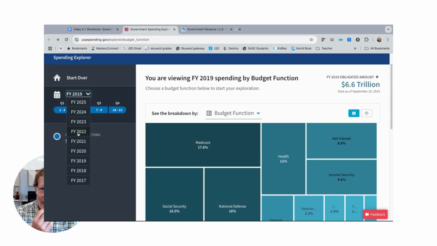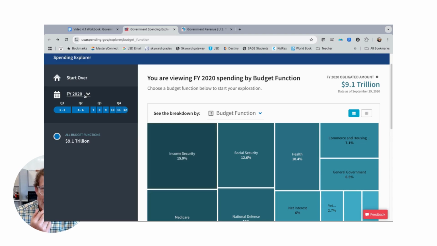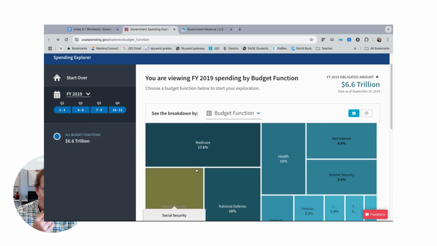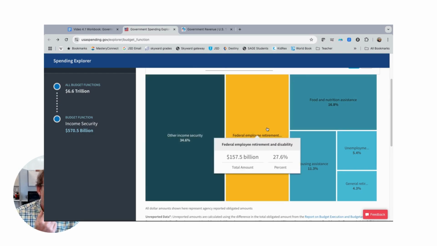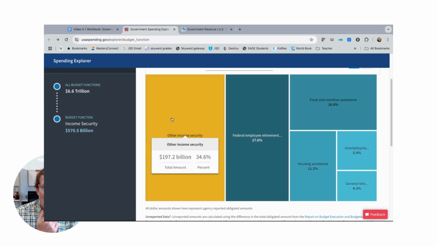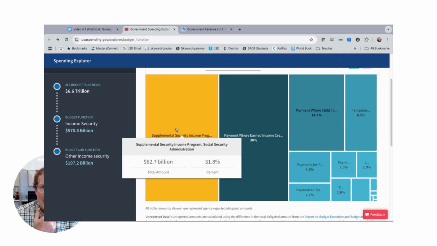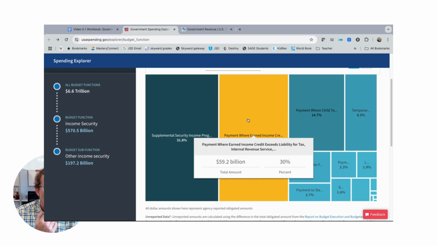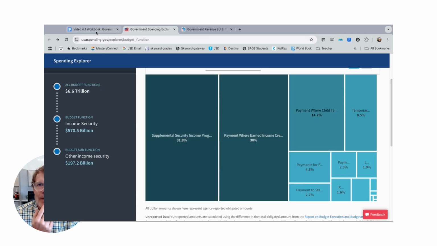Actually, let's figure out what the biggest category was in 2020. So the biggest category is income security, 1.5 trillion, 15.9%. But let's look at income security in 2019. So it wasn't the biggest, it wasn't in the top 3, top 4, top 5. It was number 6. And let's look inside it. So you had federal employee retirement and disability, food nutrition assistance, housing assistance, unemployment, 31 billion, general retirement, and then other income security. That's a big one, so I'm just going to look in that one. Supplemental security income, payment where earned income credit exceeds liability for tax. So earned income. Anyway, you can kind of see what was going on in 2019 when it wasn't the biggest.